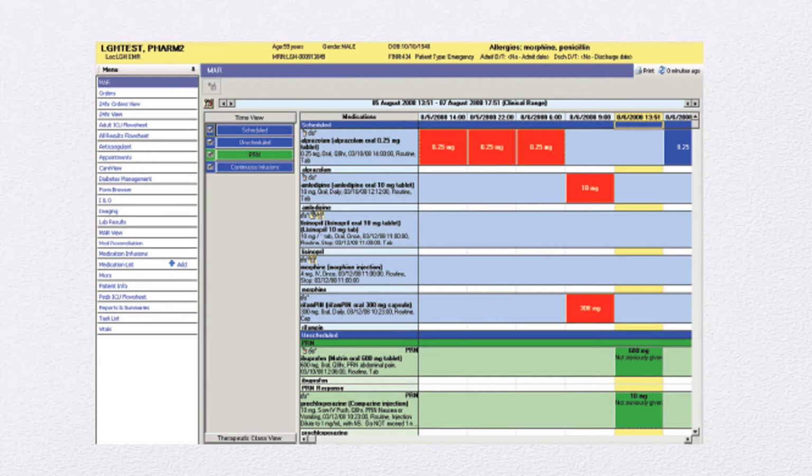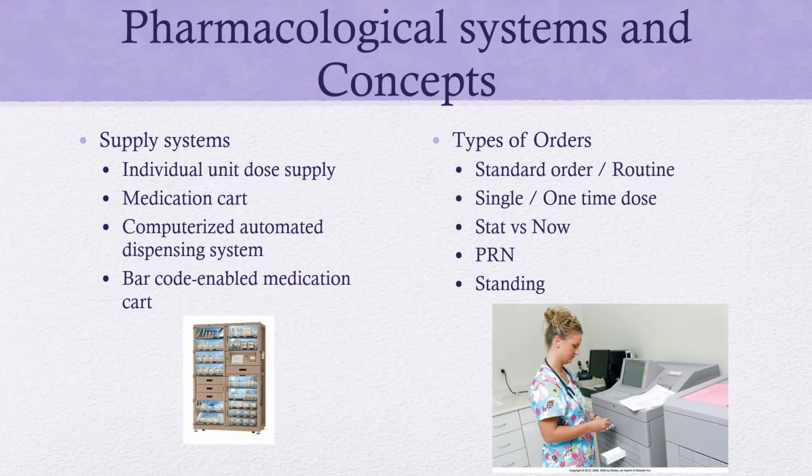This is what you might see in the hospital system. This is the MAR, or the Medication Administration Record. Different hospitals are going to look differently depending on the system that they use. So again, different supply systems as well, different types of orders. If you look on page 278 in your ATI book, you'll see those different types of orders.